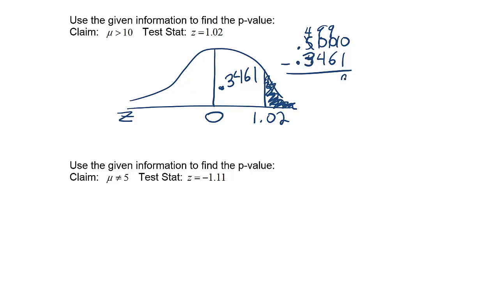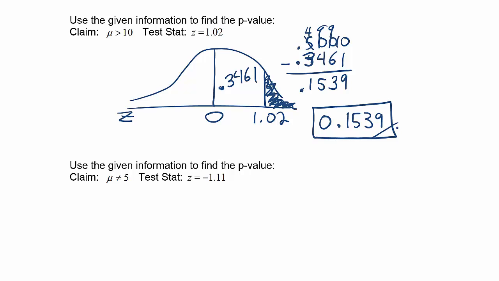So 10 minus 1 is 9, and 9 minus 6 is 3, and 9 minus 4 is 5, and 4 minus 3 is 1. So we get the answer 15.39, or 0.1539. Okay. So there it is. That's your p-value for the first example.